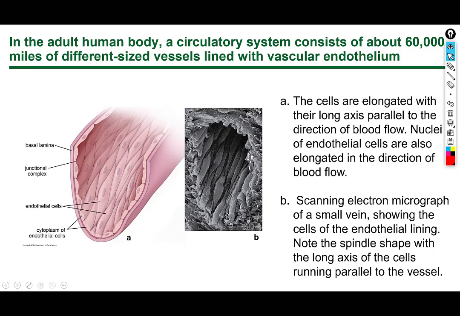So the spindle shape, they're long and skinny, have pointy ends, and they run parallel to the vessel. So they run in the same direction as the direction of the vessel, which reduces friction as well.